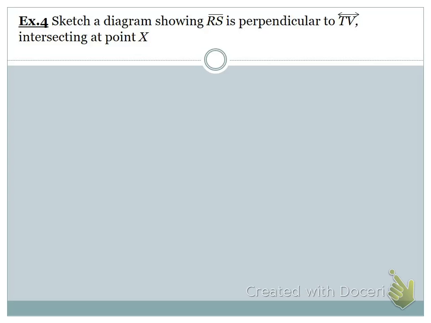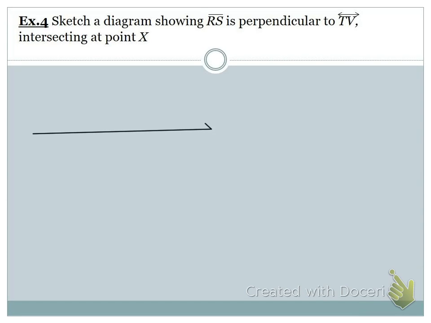Okay, next up, our favorite type of problem. Sketch a diagram showing segment RS is perpendicular to line TV intersecting at point X. Okay, so we know we need a segment, we need a line, we need them to intersect at point X, and they have to be perpendicular, which means they meet at a right angle.